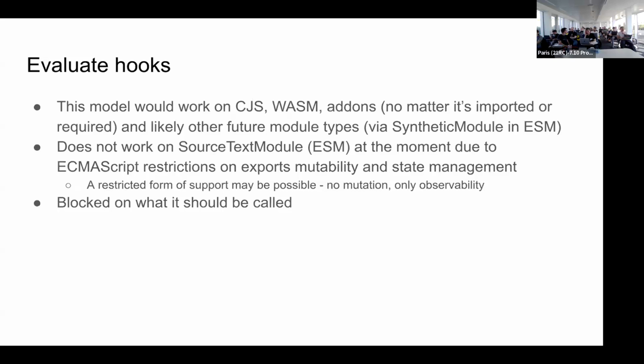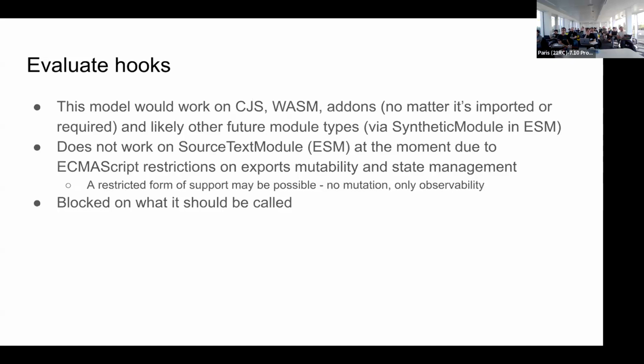But I think it's possible to provide a restricted form of support in this hook for source text module. It's just that you cannot mutate it. You cannot skip evaluation, but you can observe what's happening. You can just hook into the evaluation of every module and, for example, do some timing, tracing, that kind of stuff. You just cannot mutate them.